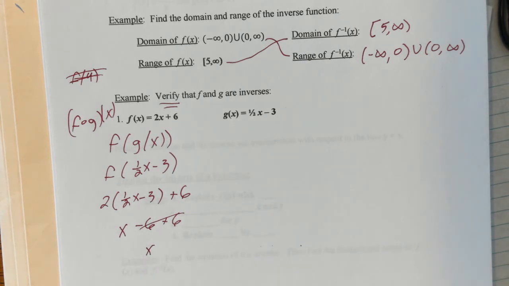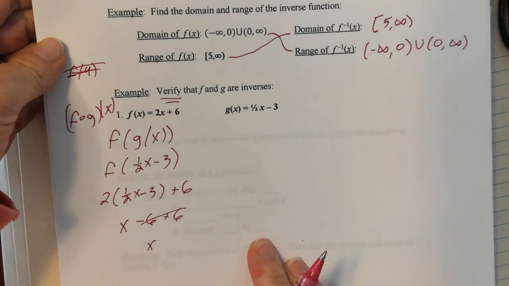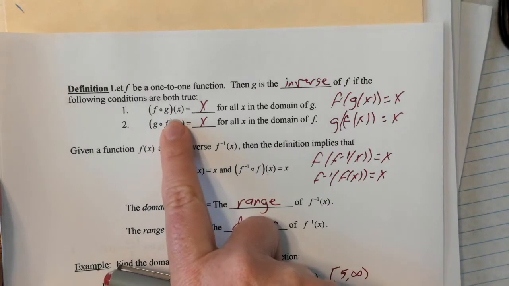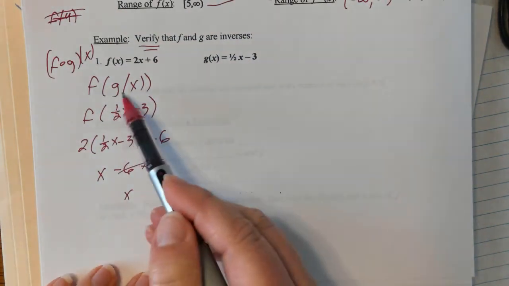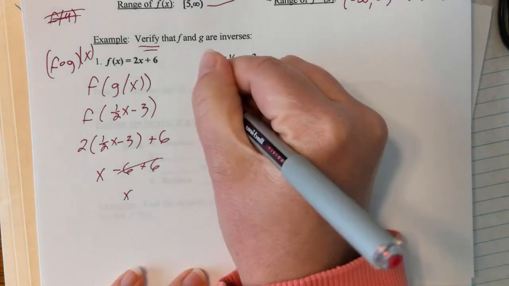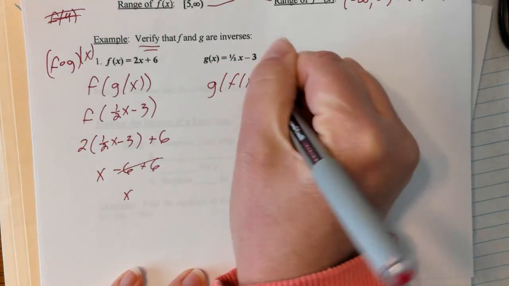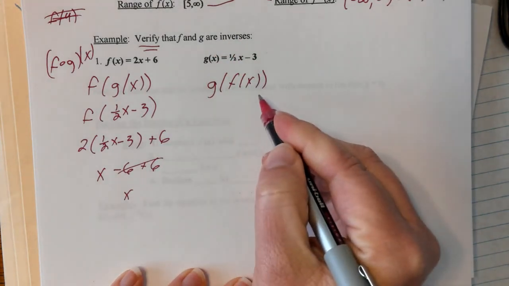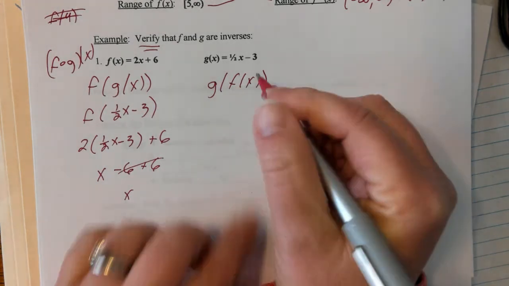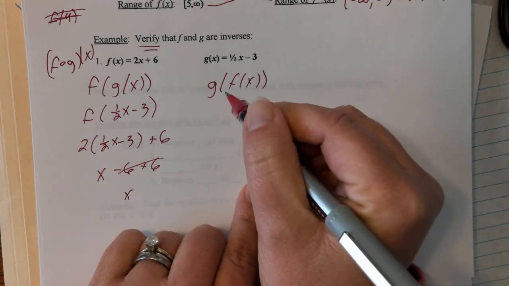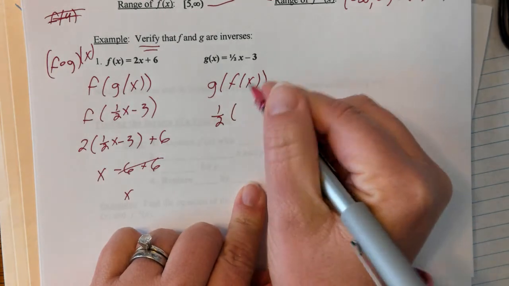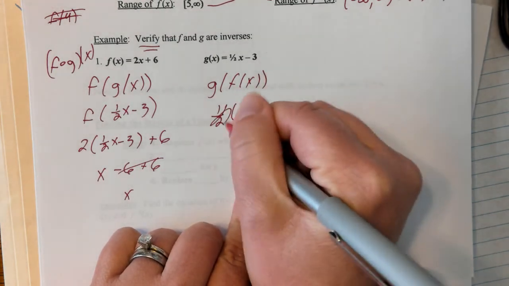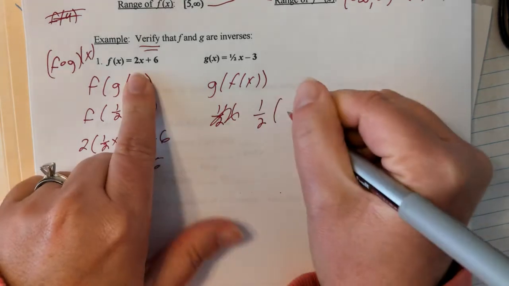This is good. Remember, we said that if f and g are inverses, then f of g of x better simplify to be x. That's what just happened. Okay? But it's not enough just to do it one direction. We have to do it the other direction as well. In other words, I have to find g of f of x. So now I'm putting f of x in the g function. Well, the g function is 1/2 x minus 3. But instead of x, I'm going to write the f function. F function was 2x plus 6.